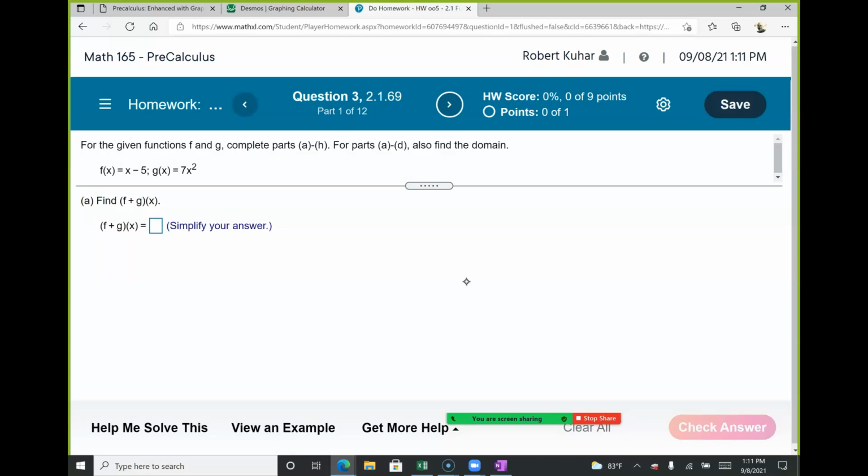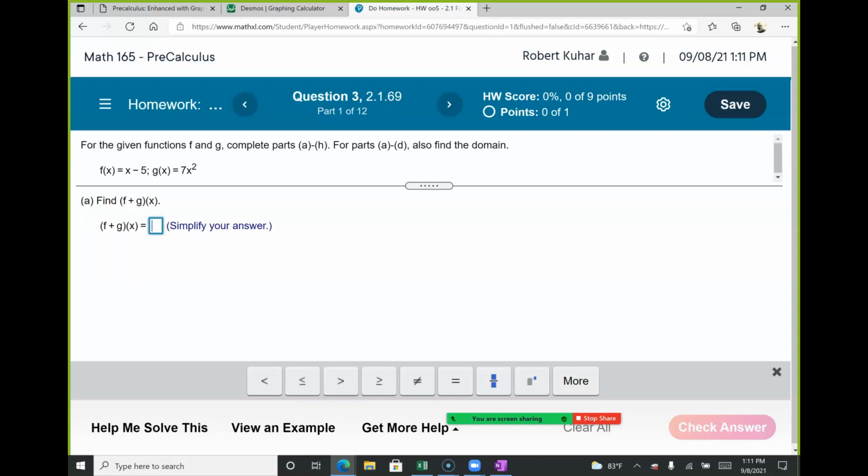This one says take my two functions and add them together, right? Do you see where it says that anywhere on the page? Take the two functions and add them together. So it says f plus g, right? F plus g. So just put the two functions together. It's simple. Right, what do I get there? I get 7x squared plus x minus 5, right?